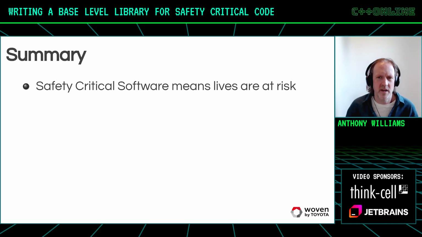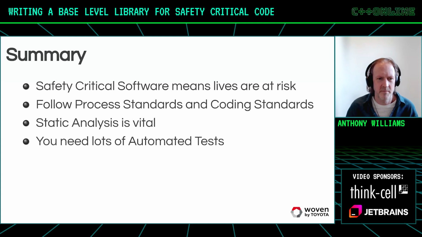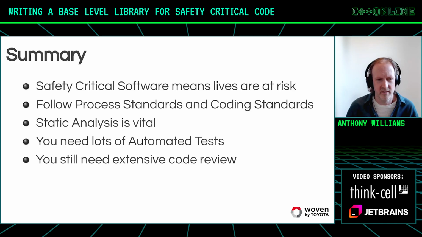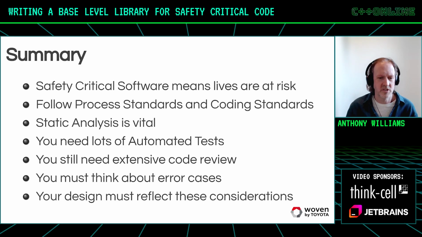So when you write safety critical software, lives are at risk. So we follow standards to make sure that everything's good. And we analyze our software to make sure that everything's done, but we need lots of tests. You still need code review. You can't get away from that. But you must think about error cases. And then your design must reflect all these conditions.